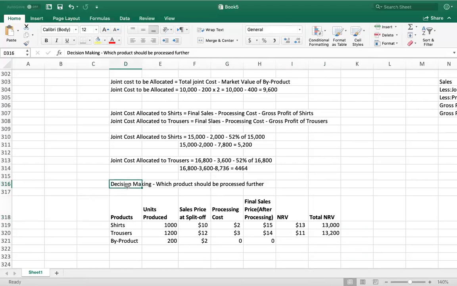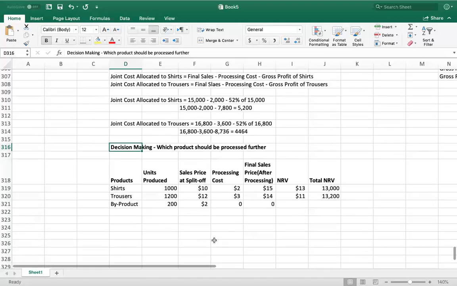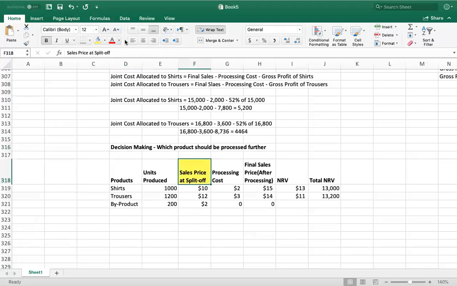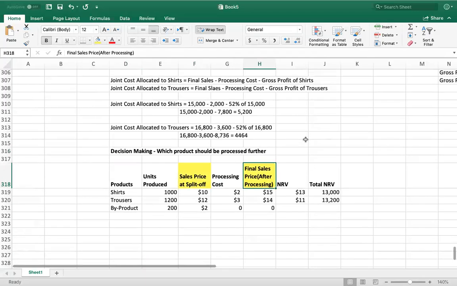This is an important point. Sometimes, now we have all the data. Now management is thinking, we have two options. Either we can sell at this point, or we can sell after further processing. Okay, what does it mean by after further processing? Any idea? What do you understand by final sales after further processing?